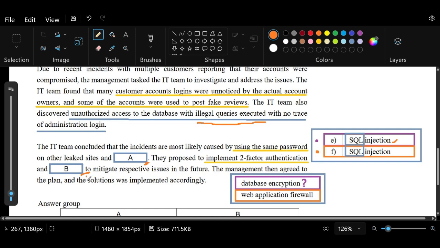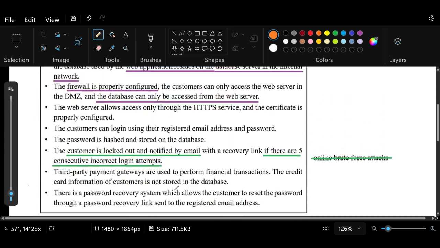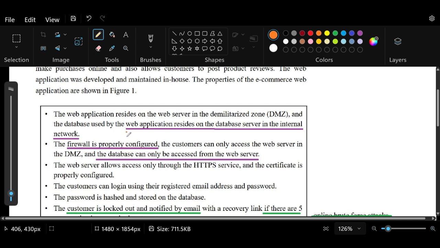And in this case, for letter B, adding a web application firewall supposedly mitigates the problem where you got the unauthorized access to the database with illegal queries executed with no trace of administration login. The database encryption answer, I thought that if we check the description before this, we'll see that there's already a firewall. In figure 1, we have the web application residing on the web server and the database server in the internal network, and then the firewall is properly configured. So in that sense, we already have a firewall. The database can only be accessed from the web server.